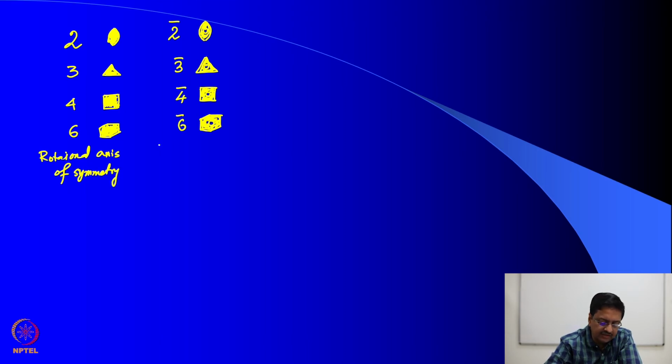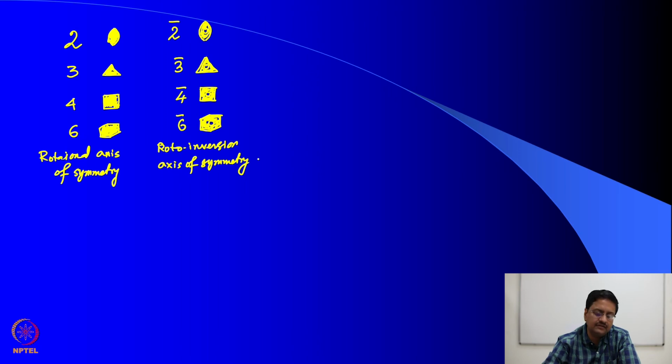And these are roto-inversion axes of symmetry, which means a rotation is followed by an inversion that is done on the object. Then the next type of symmetry that we just discussed is the screw axis.